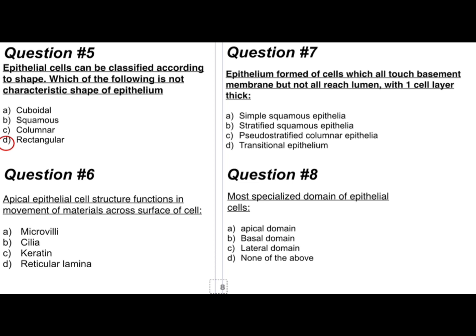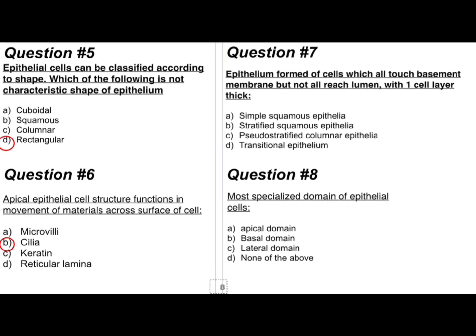Now question 6. Which apical epithelial cell structure functions in the movement of material across the surface of the cell? We know that cilia is the apical specialization of epithelium that is responsible for movement of material across its surface. So option B is the right answer here.